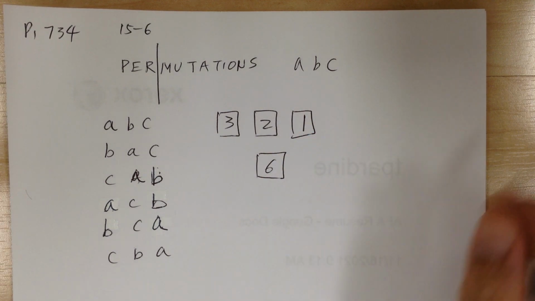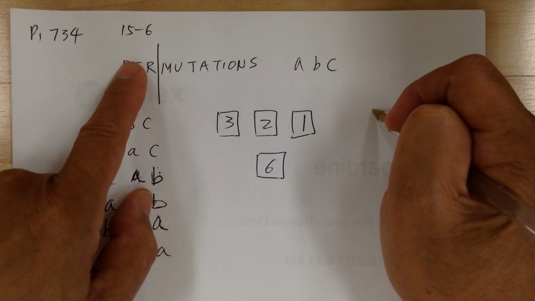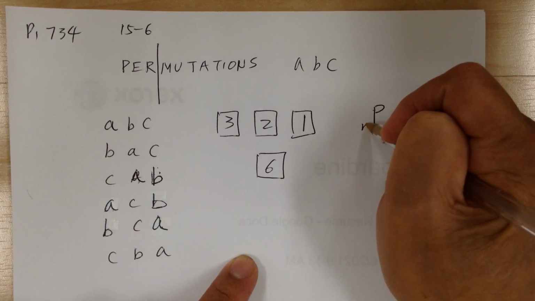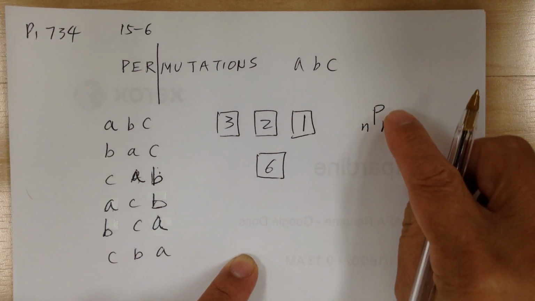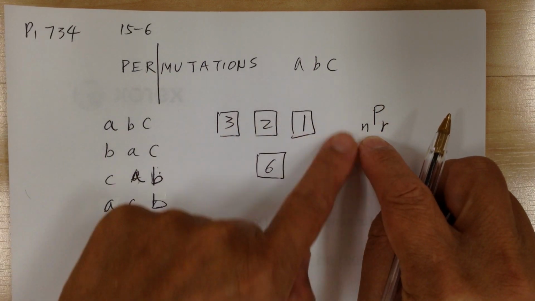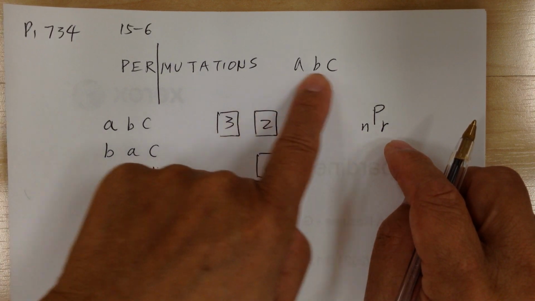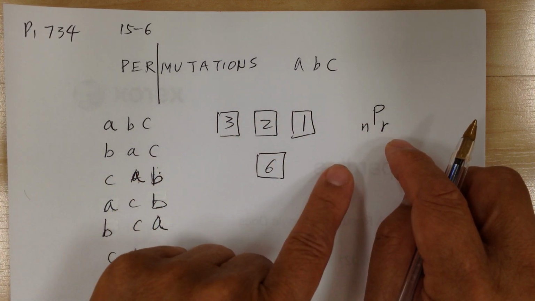Now another way is by the formula. For permutation, you're going to see nPr. P stands for permutation. N stands for how many you have available. And r is how many you are going to use.